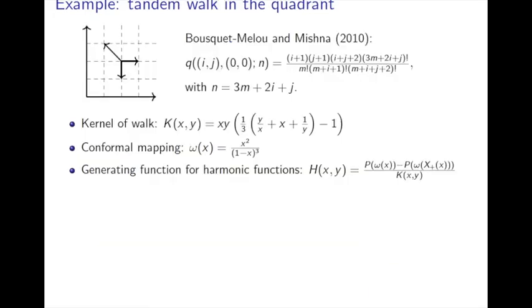Second example, the tandem walk. As said before, it is a walk with steps northwest, east and south. By Bousquet-Mélou and Mishna in 2010, the number of n-length excursions is explicitly known. Here are the results of Raschel, so the expression for the kernel, the conformal mapping, and the general expression for the generating function of a harmonic function.